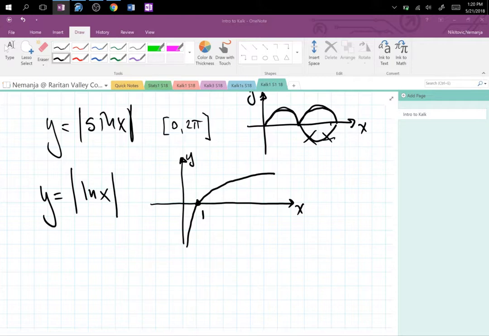So we're not allowed to have the one on the bottom, right? So it should go this way. So it has that spike at 1. Well, most of them do have spikes, right?